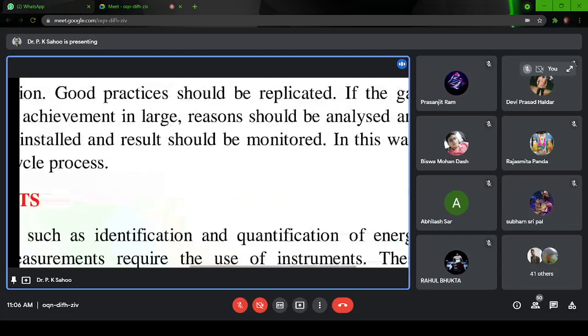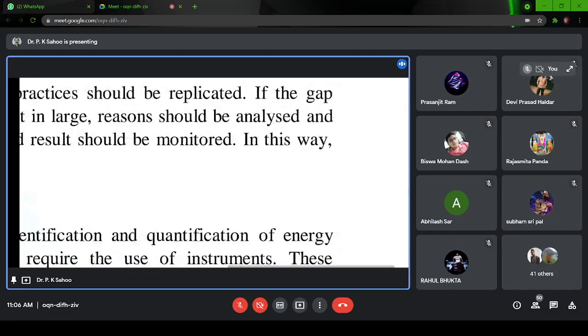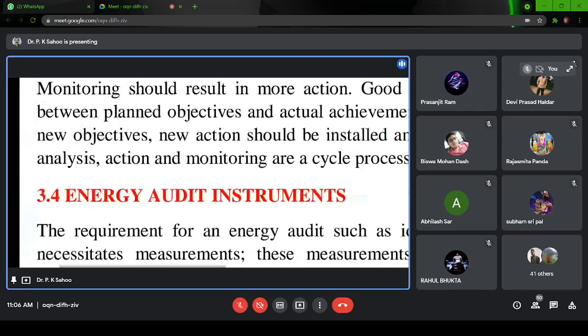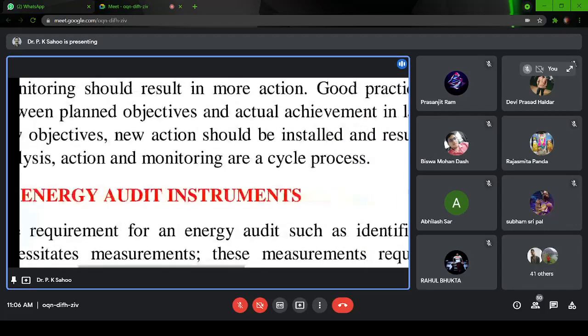In this way, what happens? Analysis, action, and monitoring are a cycle. It is a cycle process.